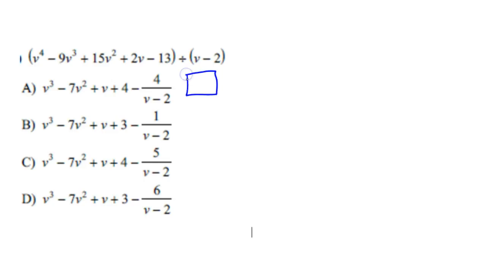I will start with a box. On this same row, I will put the coefficients of the polynomial, which are 1, -9, 15, 2, and -13. Be very careful to make sure there are no missing terms. Count the exponents going in decreasing order: 4, 3, 2, 1, 0.